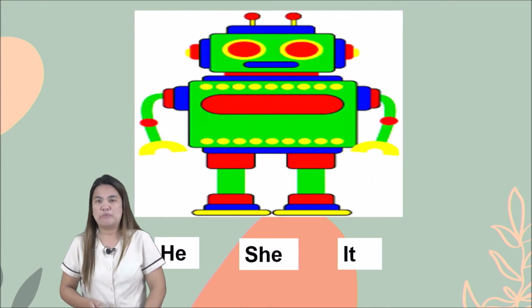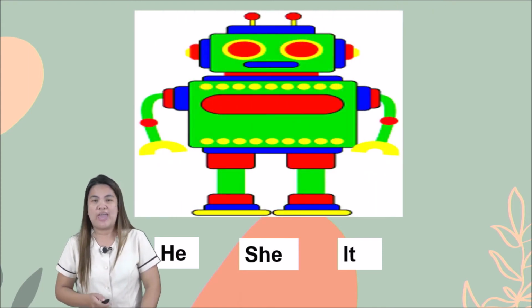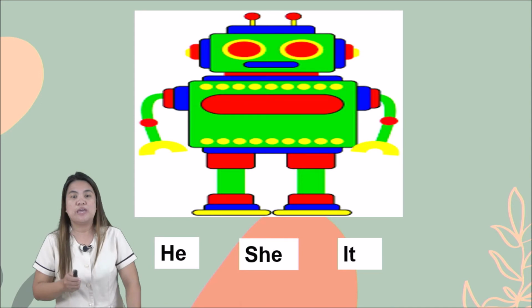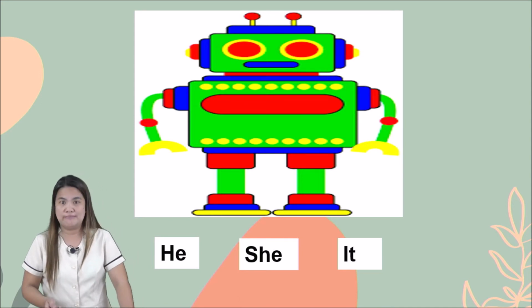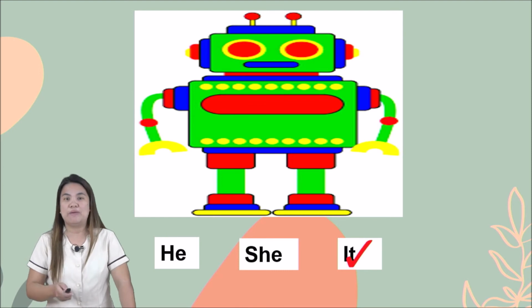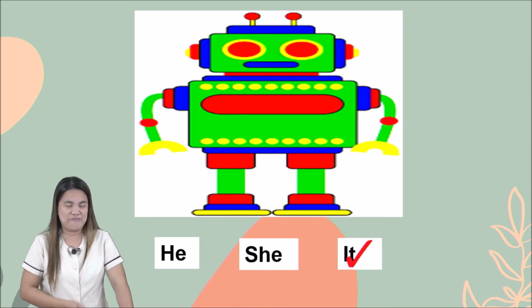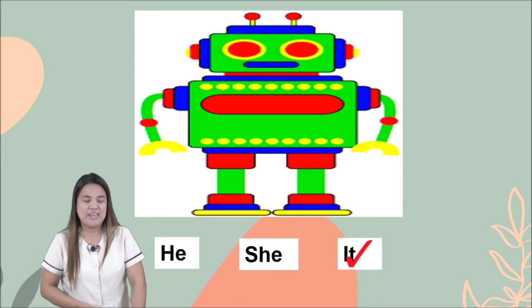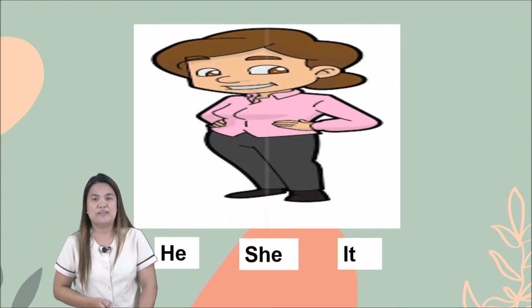Next, another example. This is your favorite toy, boys. And what will you use? It is he, she, or it. What do you think? Yes, it is it, because a robot is a thing. Okay, very good.